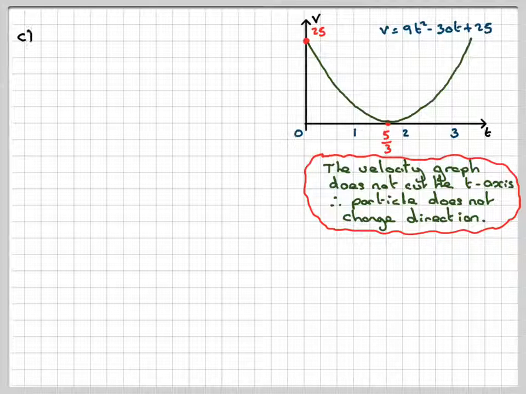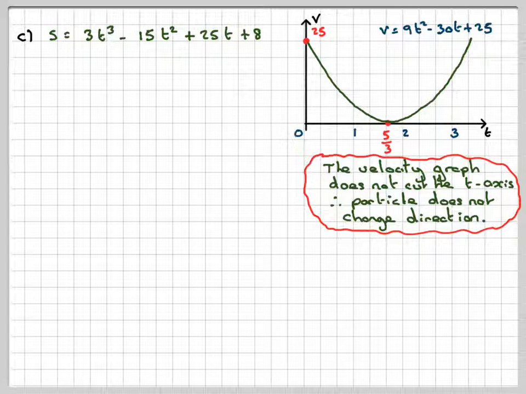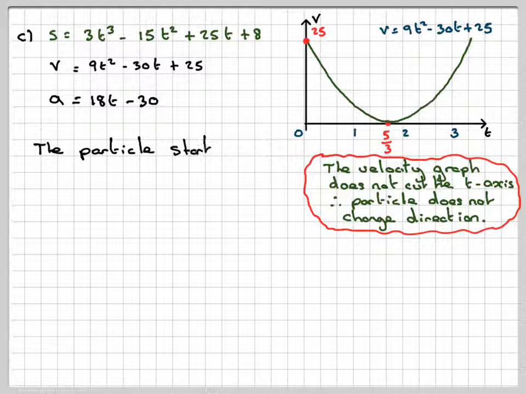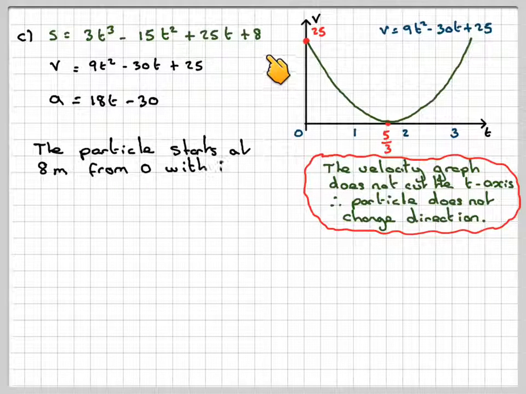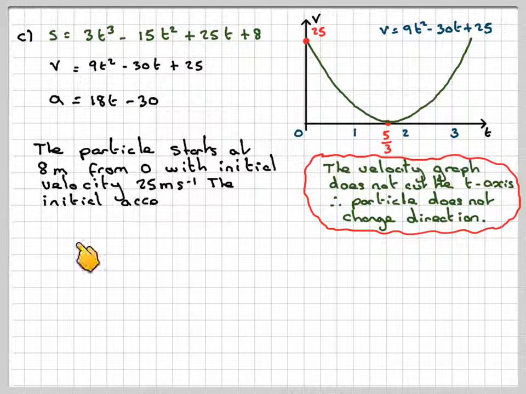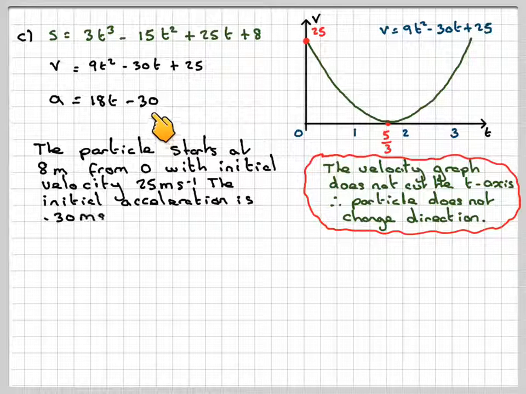Okay, so we've got to now describe the motion. So let's write down the equations of motion. That's displacement, velocity, and if you want to get acceleration, we differentiate this again. We're going to get 18t minus 30. So basically the particle starts at 8 meters from O with an initial velocity of 25 meters per second. The initial acceleration is going to be minus 30.